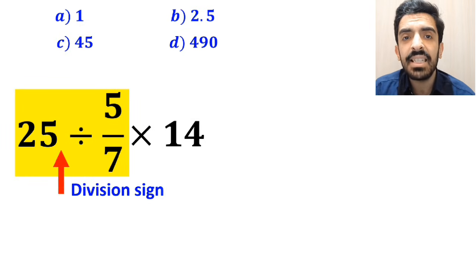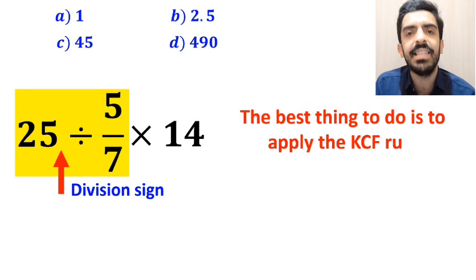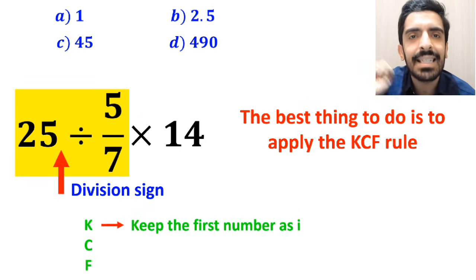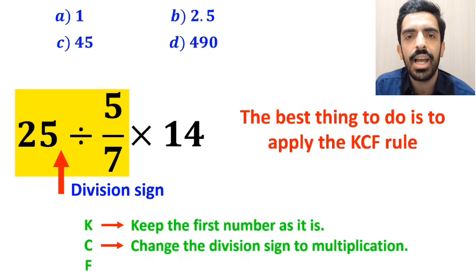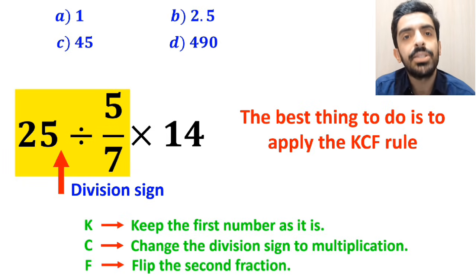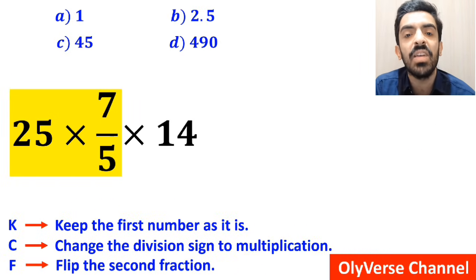Okay, whenever we see a division sign between two terms, the best thing to do is to apply the KCF rule. In this rule, K stands for keep the first number as it is, C stands for change the division sign to multiplication, and F stands for flip the second fraction. So, we remove the highlighted part and rewrite this expression as 25 times 7 over 5 multiplied by 14.